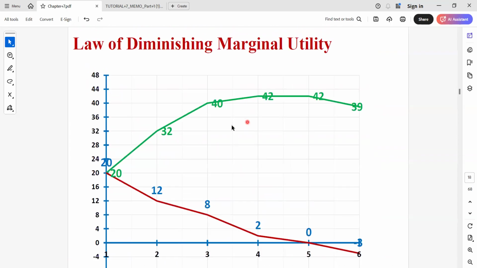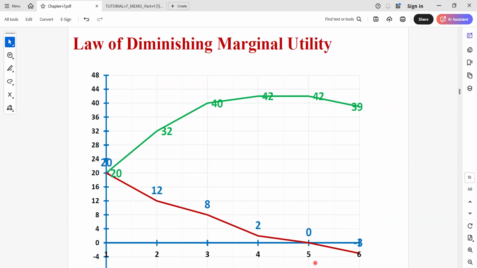And then you move on. The law of diminishing marginal utility. So here, this is your total utility curve, and this is your marginal utility curve. You can see that your total utility is increasing when your marginal utility is positive. You see here, until here, it's increasing, increasing, increasing.